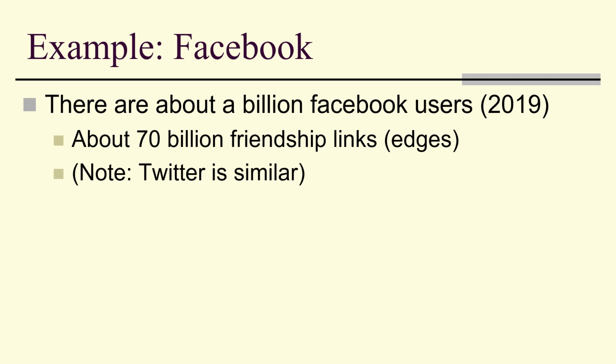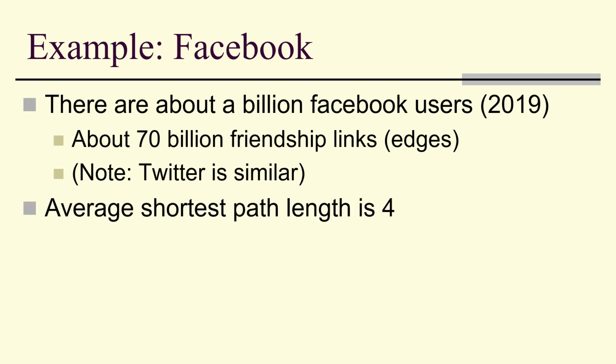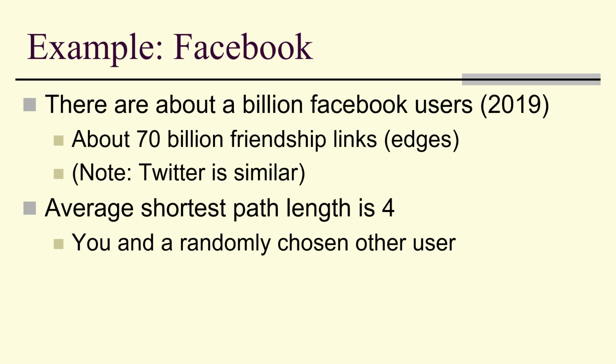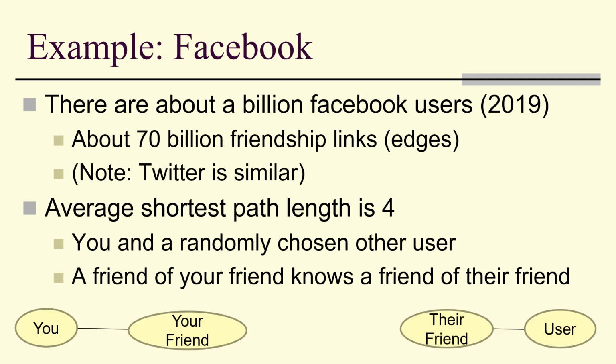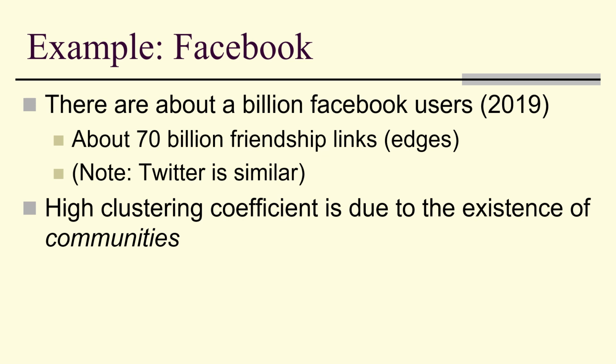Facebook: there were about 1 billion Facebook users in 2019, about 70 billion friendship links or edges, Twitter similar. The average shortest path length in 2019 in Facebook was 4. That means you and a randomly chosen other user could be living in China. A friend of your friend knows a friend of their friend. You've got a friend, they've got a friend, and they have a friend in common. 4 degrees of separation.